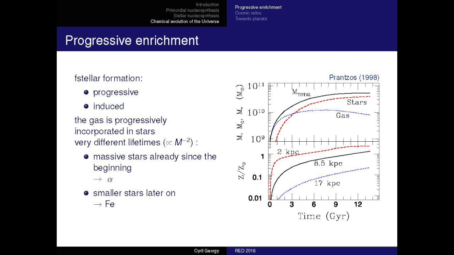So in the central region, for example, you enrich your medium extremely quickly, as in the outer layer, the enrichment is more slow and continuous. You have a very different lifetime for stars. As I mentioned, the lifetime of a star is proportional to its mass to the power of -2. So the effect is that the massive stars can explode quite quickly during the history of the universe.